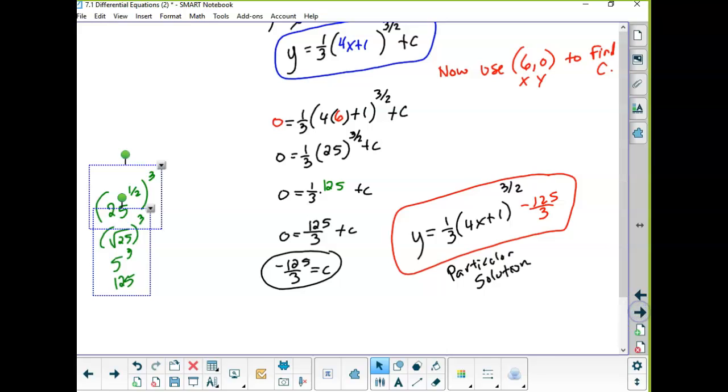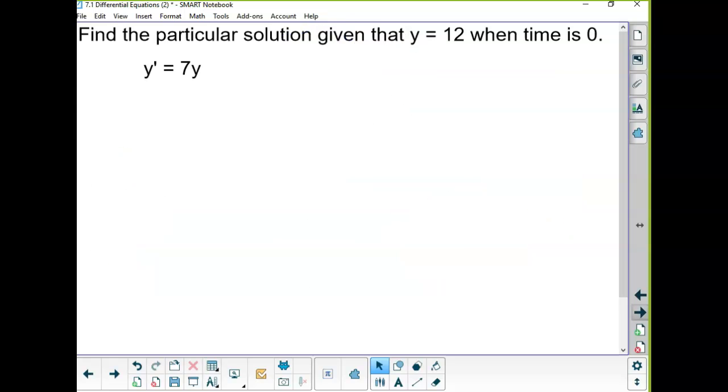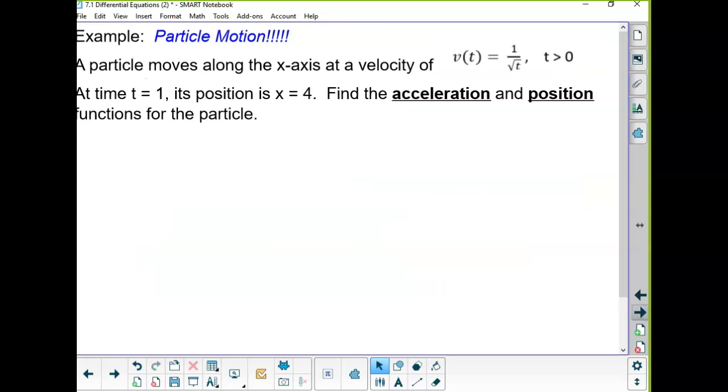Okay. I think I'm going to hold off on this one. I got one last problem. This is up to you if you want to write it or not. But it's a perfect connection with particle motion. So if you look at it, what does it tell us?